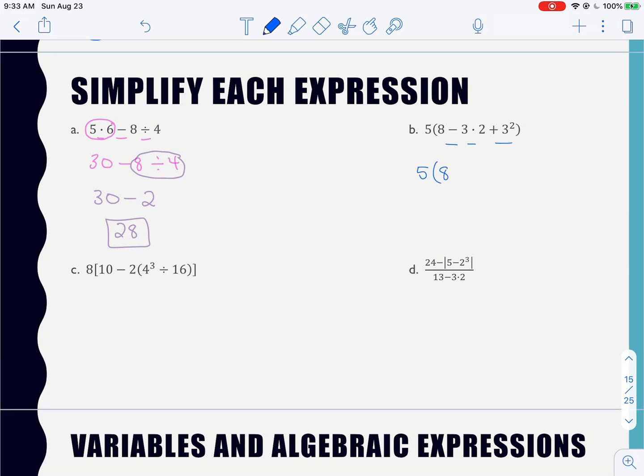The exponent is going to come first. So this is going to be 8 minus 3 times 2, and then 3 to the 2nd power means 3 times 3, so I'm going to have 9. I still have parentheses, so I'm going to do parentheses still.